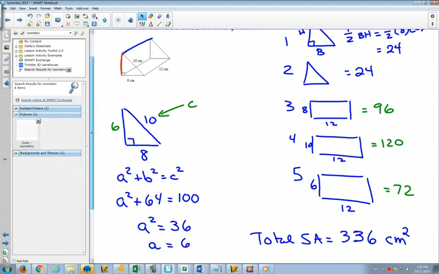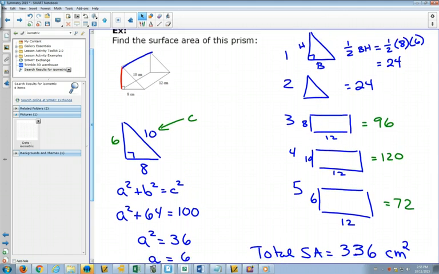So 336 centimeters squared is the total surface area.